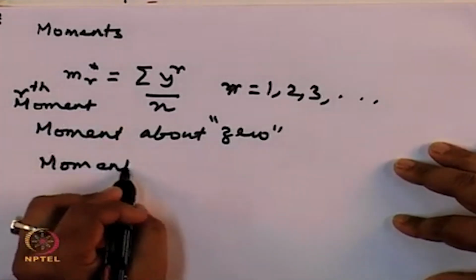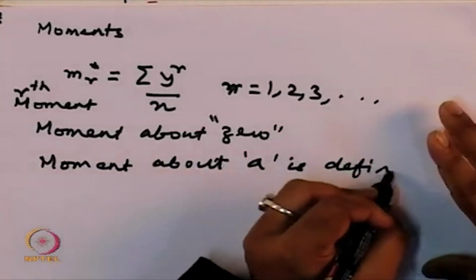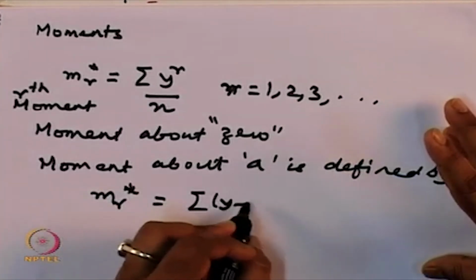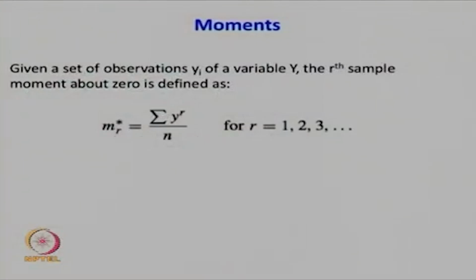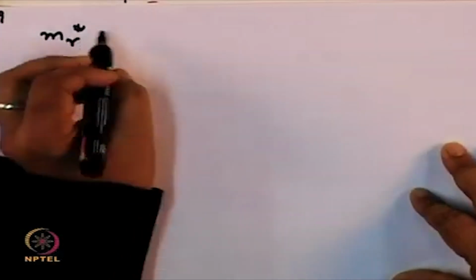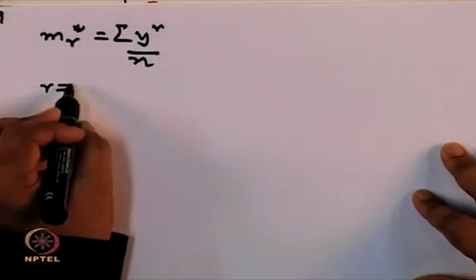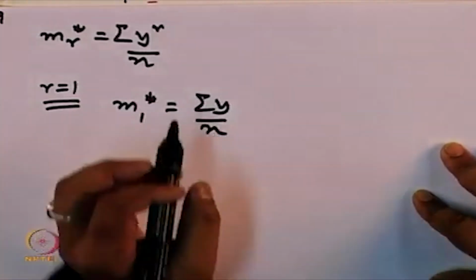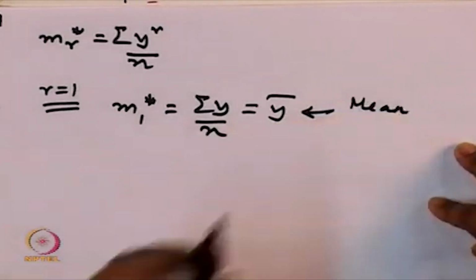In general, moment about A is defined by mr star, which in the generic case is summation y minus A whole to the power r by n. Okay. So now let us see what the moments convey. You have moment about 0, mr star defined by summation y to the power r by n. If I put r equal to 1, then m1 star is equal to summation y by n, which is equal to y bar. So the first moment about 0 is your mean.